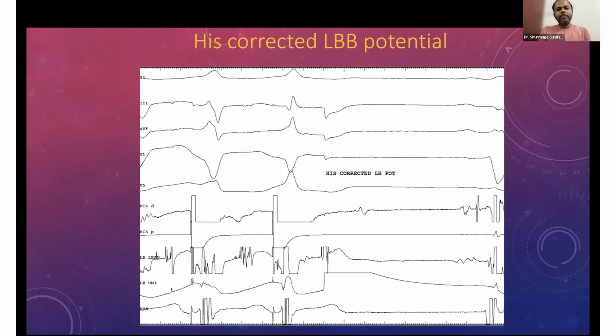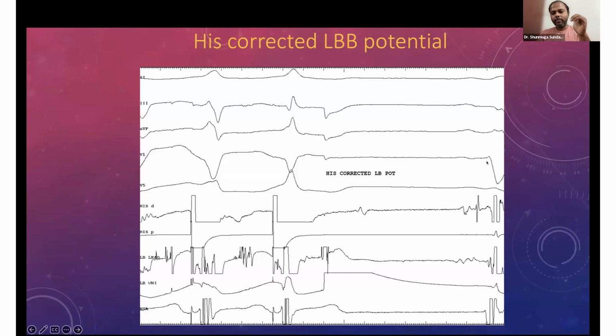So we tend to get potentials in all patients when you see a non-selective to selective capture. But in patients with baseline left bundle branch block, you have to do a His bundle correction by doing a high output His bundle pacing to activate the left bundle antegradely, and then you have to demonstrate the potential.